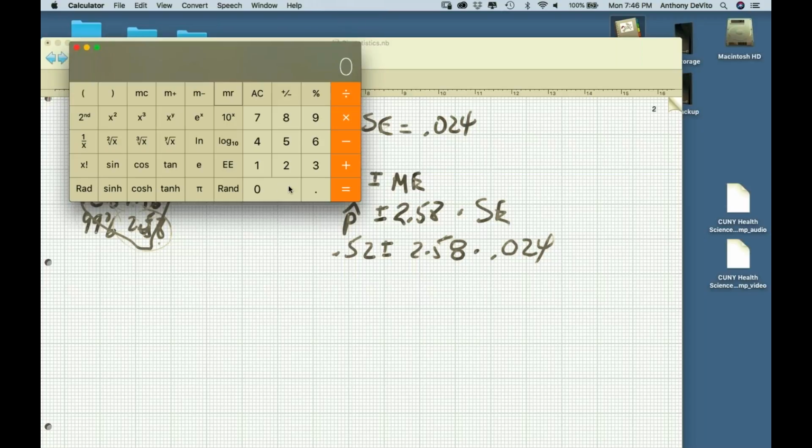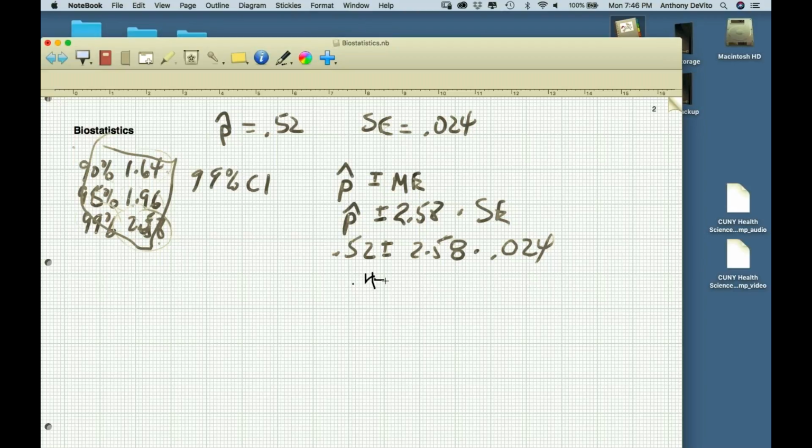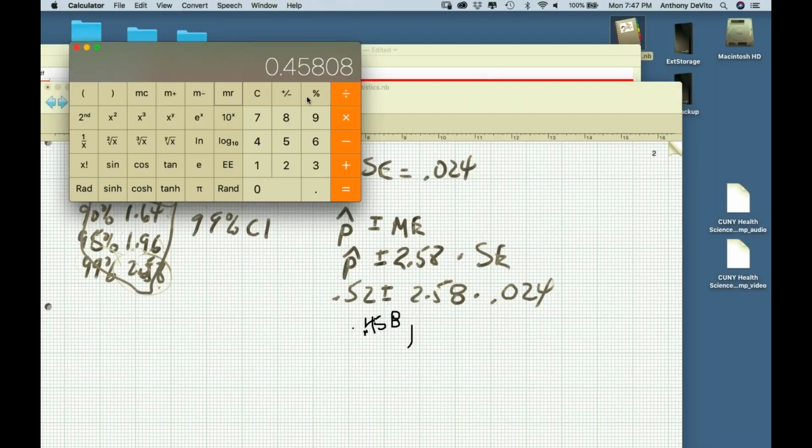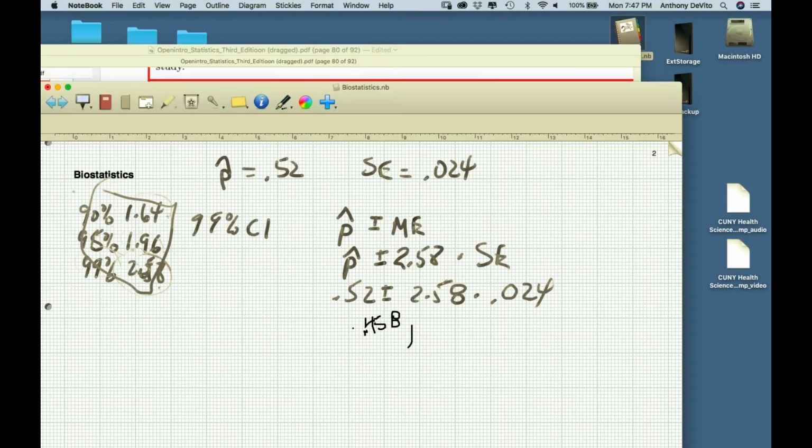And I'm going to say, what is our point estimate? It's 0.52 minus our margin of error, 6%. That comes out to be 0.458, right? And if I add my margin of error, 0.52 plus my margin of error is going to be equal to 0.582. So our 99% confidence interval is 0.458 to 0.582. We're 99% sure the true population proportion for people that use Twitter for news is between 0.458 and 0.582.